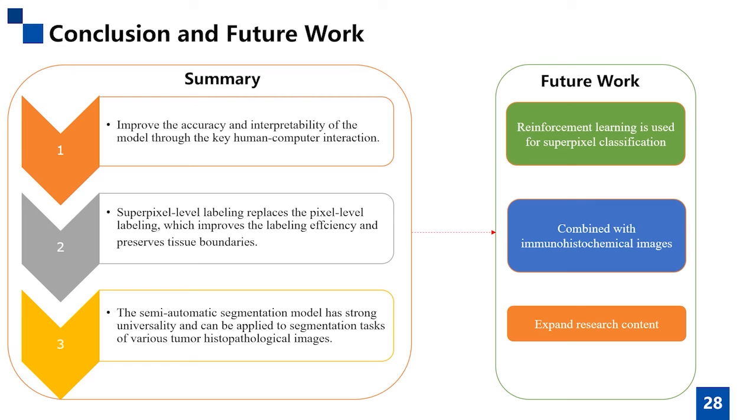pathological images. Although the semi-automatic segmentation model provides a solution for rapid and accurate segmentation of tissue regions in various pathological sections, there are still some problems worth studying. Number 1, reinforcement learning for superpixel classification. Number 2, tissue segmentation combined with more types of stained images of pathological tissues. Number 3, expanding the research content of pathological images, which is no longer limited to tissue region segmentation; cell segmentation, morphological analysis, tissue structure and localization can further assist computer diagnosis.